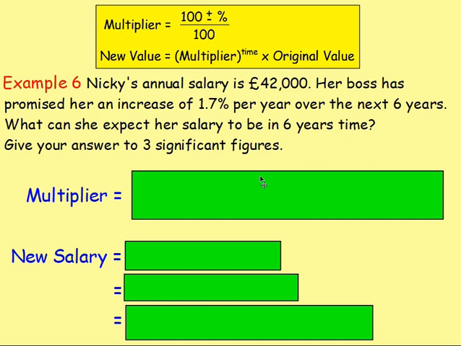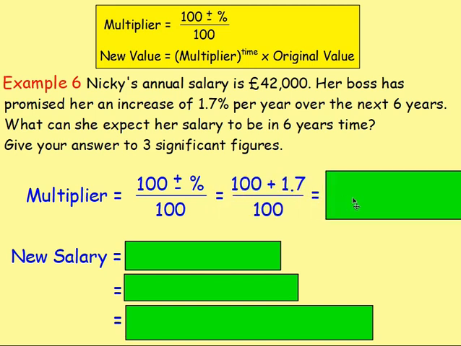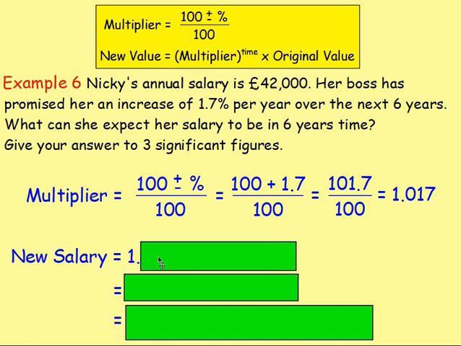So let's use multipliers. Start at 100, add or take away a percentage, and then divide by 100. Because it's going up by 1.7%, we can do 100 add on 1.7, and then divide by 100. 100 and 1.7 is 101.7. Divide that by 100 and you get 1.017. That is what our multiplier is. We then want to do that to the power of 6 because it's the 1.7% per year, and it's asking us what it's going to be in 6 years' time. So that will be to the power of 6.